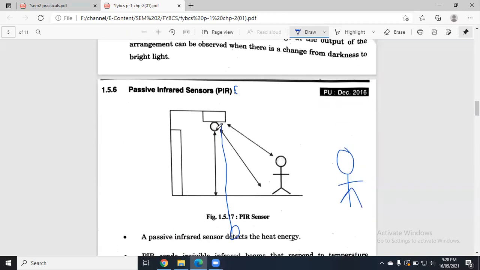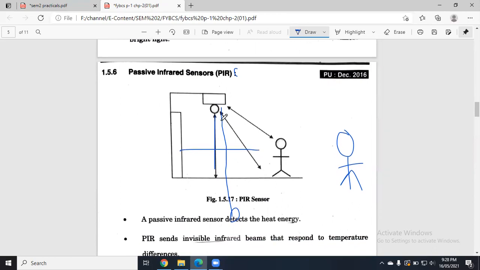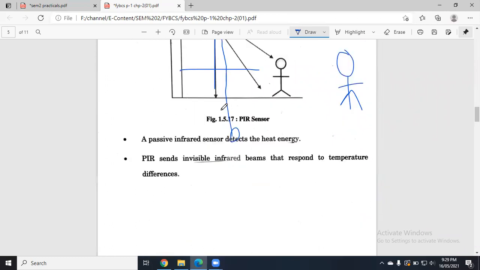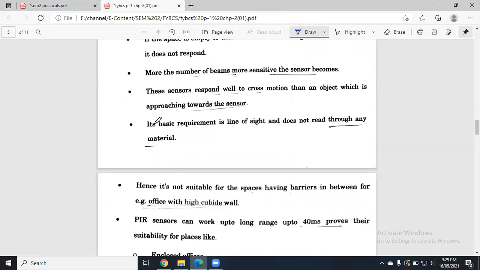This is the original direction of the rays and this is the cross motion to the rays, and that is why in that case only the sensor can detect a very accurate reading. In case of parallel motion, the sensor will not respond. Okay, its basic requirement is a line of sight, and it does not read through any material.